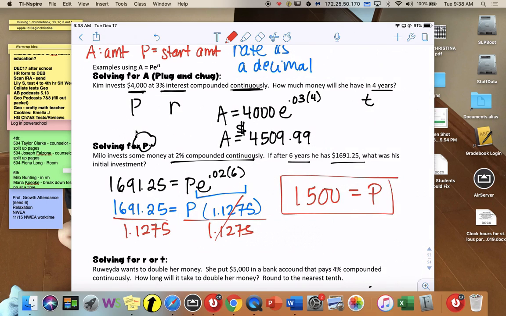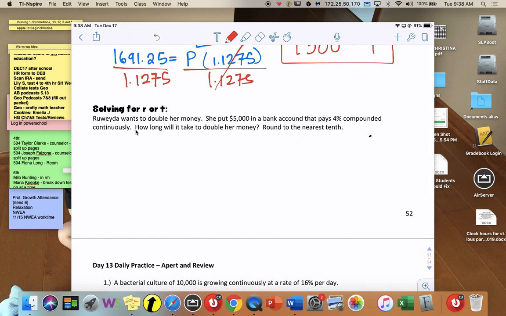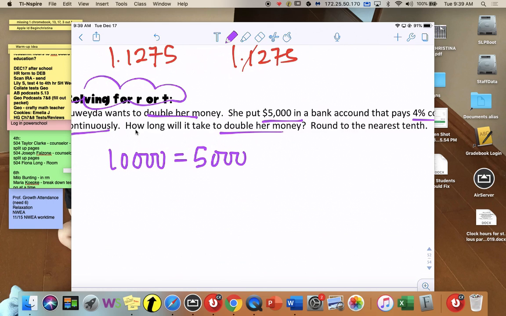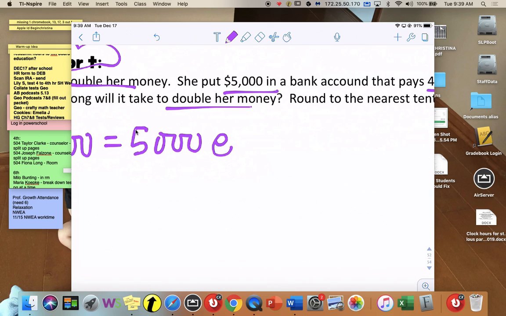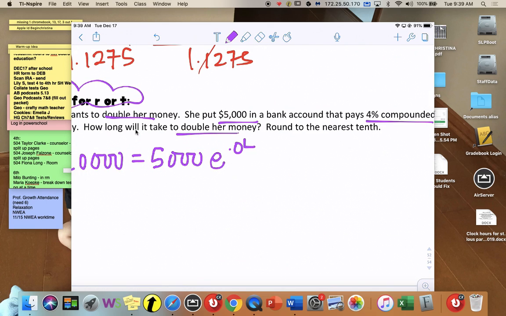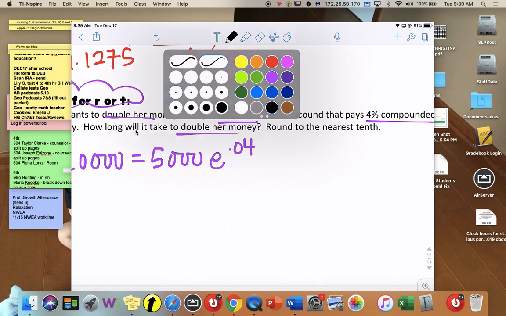All right, how do we solve for R or for T? Okay, so now Rueda wants to double her money. She puts in $5,000 in a bank account that pays 4% compounded continuously. How long will it take her to double her money? Round to the nearest tenth. Okay, so we want to double her money, and she starts with $5,000, so doubling that money would be $10,000. The starting amount would be $5,000. We would have E to the RT, so the rate is 4%, and we want to solve for time.